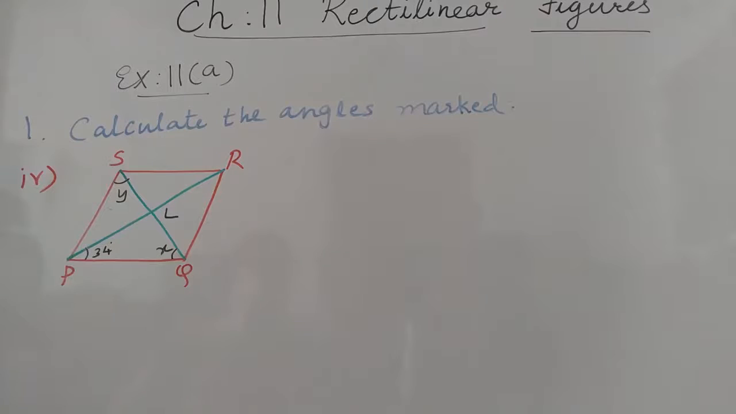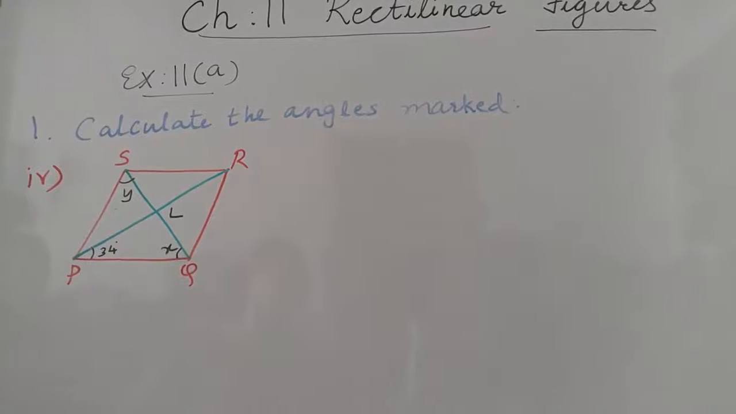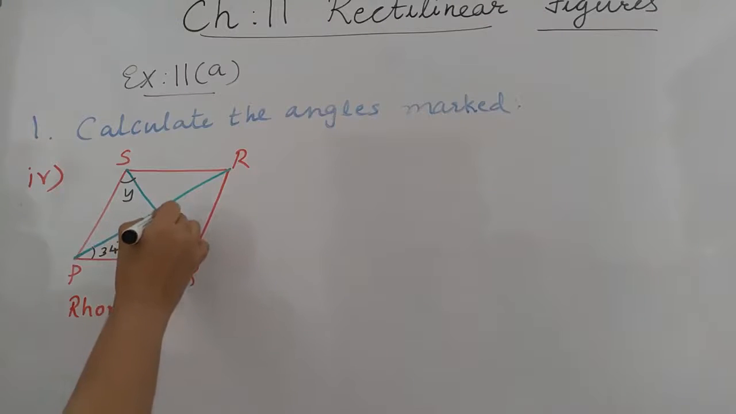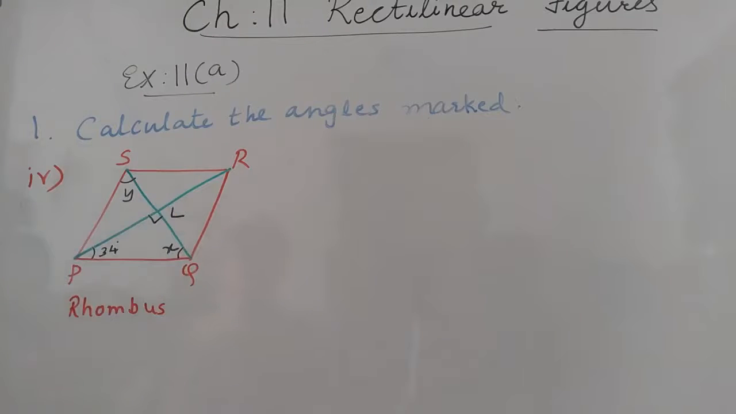Now let us start question 1. Calculate the angles. Number 4. This is a rhombus given to us. So you can understand nicely about our rhombus properties. Now here you have to find x and y values, students, and only one angle, 34 degrees, is given to us. Now the property of diagonals of a rhombus is that diagonals bisect each other at 90 degrees in a rhombus. Means this angle is 90 degrees.